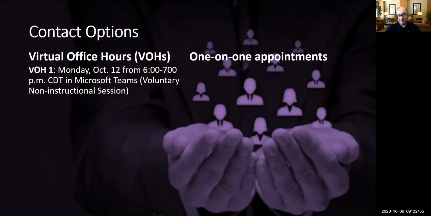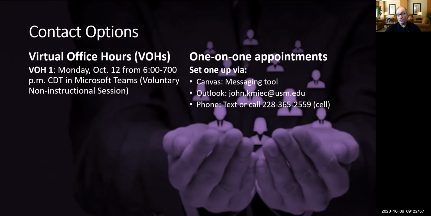One-on-one appointments. Not everybody can make the virtual office hours, nor do all situations necessarily mean that it's a good idea to go into a public forum. So if you would like to set up a one-on-one appointment with me, there are 3 outlets to do that. One is Canvas, the messaging tool there, which basically equates to an internal email system. Outlook, the USM mail system. My address is on the syllabus, and it may even be on the course outline. Or you can text or call me at my cell number.